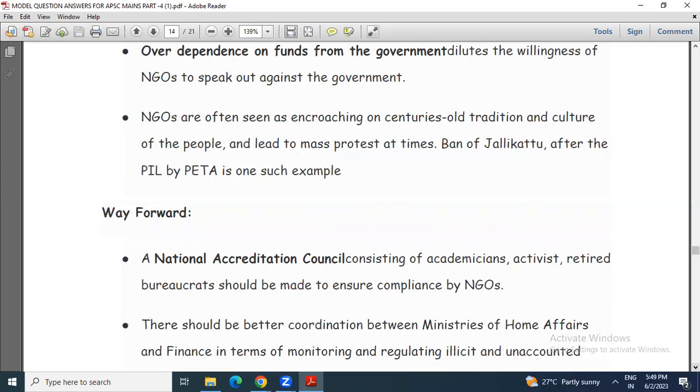Then NGOs are often seen as encroaching on the centuries-old tradition and culture of the people and lead to mass protests at times. The ban of Jallikattu after the PIL by PETA is one such example. It means sometimes NGOs are seen as encroaching on our old traditions and culture, and one such example is the ban of Jallikattu.